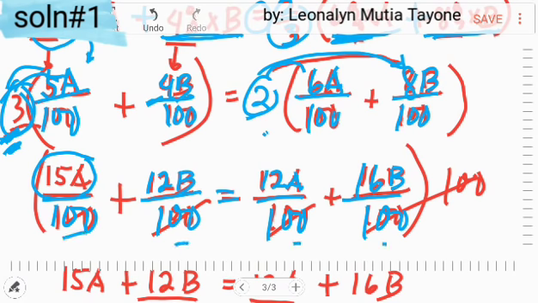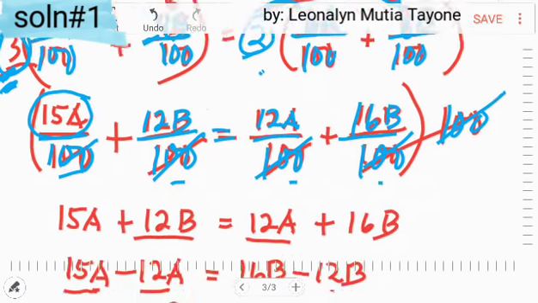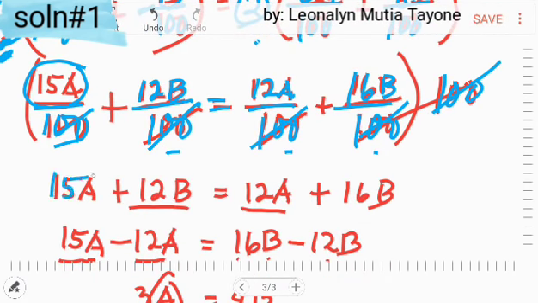Since all the denominators are 100, we multiply the whole equation by 100 so that they cancel out. So, all the 100s are canceled out, leaving only 15A plus 12B equals 12A plus 16B.